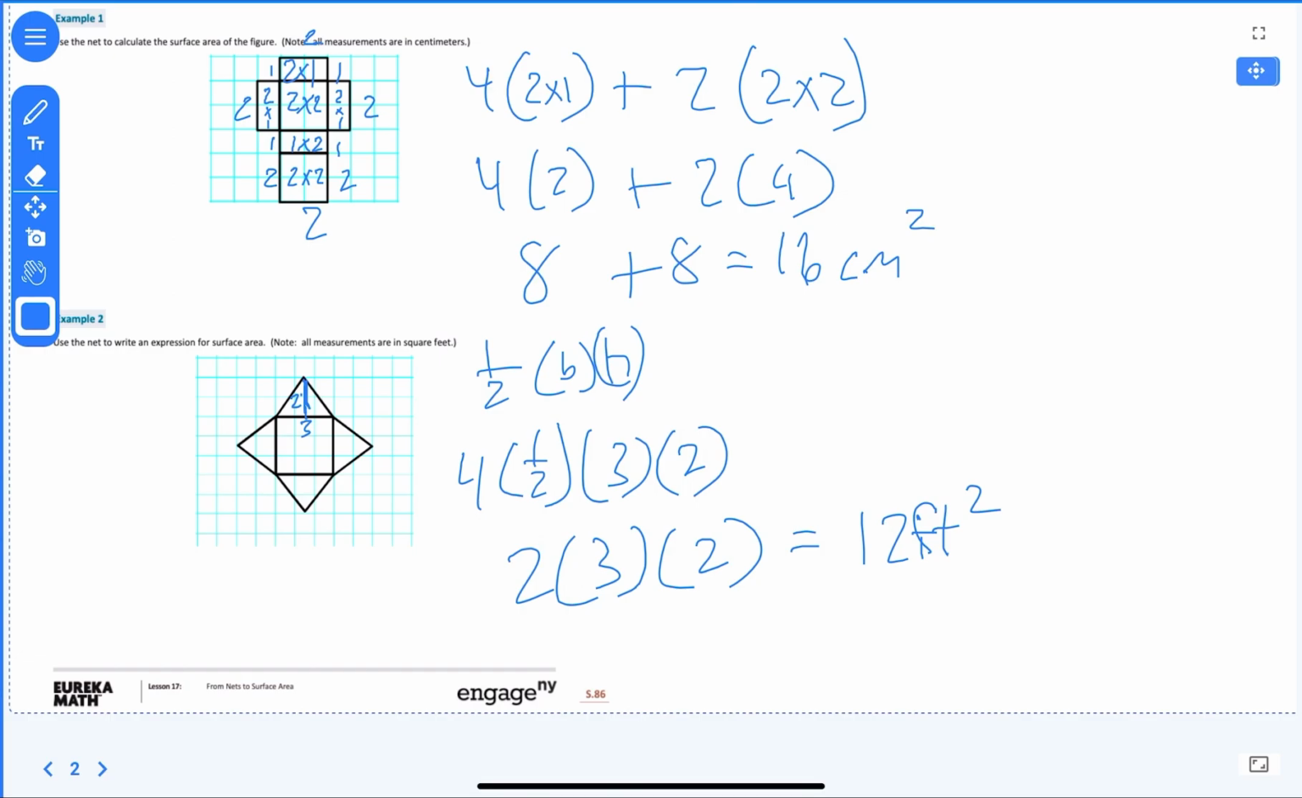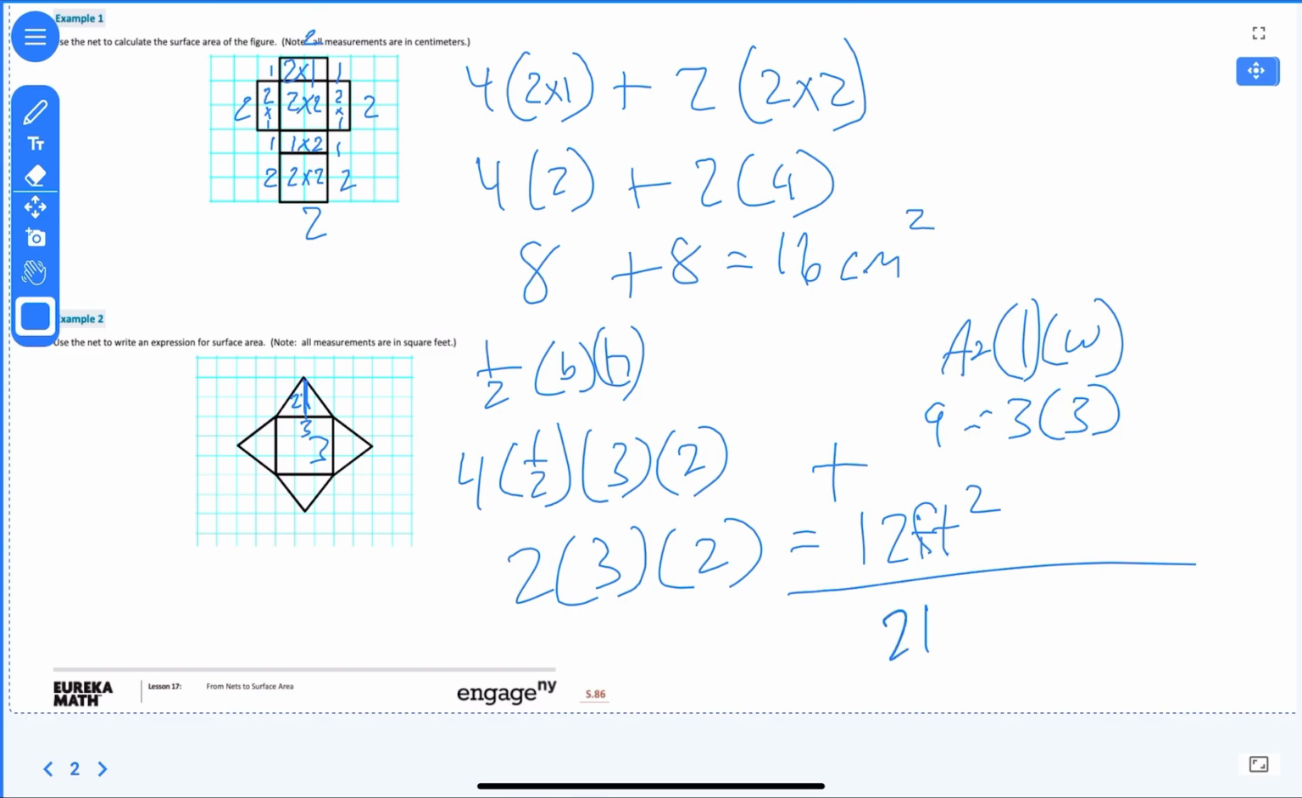Now that's just my triangles. Now I've got to find the area of the square. How do we find the area of the square? Length times width. So that would be 3 times 3, which is 9. Now I can add those together and I get 21 feet squared. Everybody understand that? Anybody confused so far?